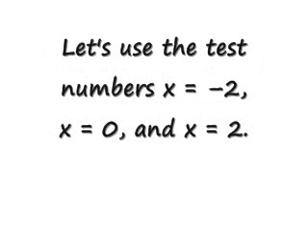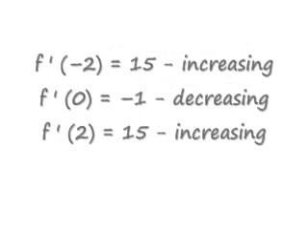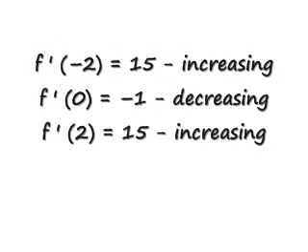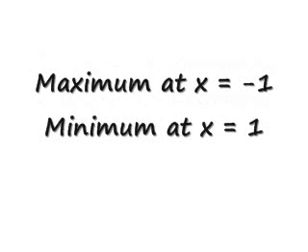Next, choose your test numbers. I chose negative 2, 0, and 2, but you can choose any one you want as long as it's in the interval. Next, plug your test numbers back into f prime of x so you can see whether f is increasing or decreasing on that interval. Now you are able to tell which critical number is a maximum and which one is a minimum.